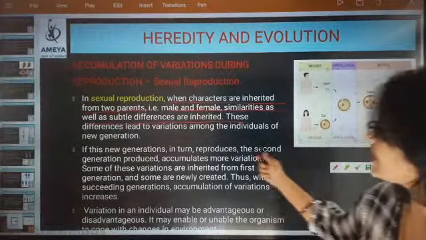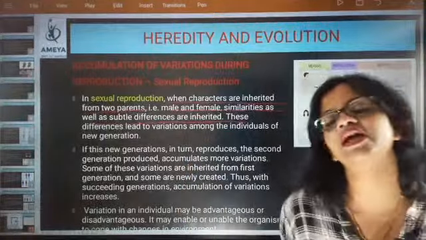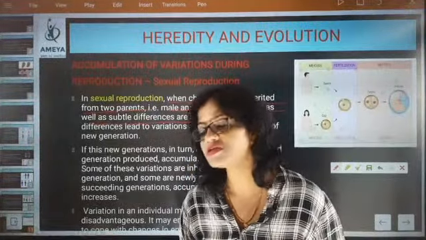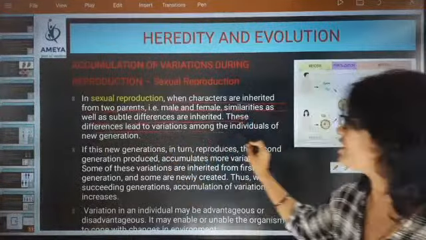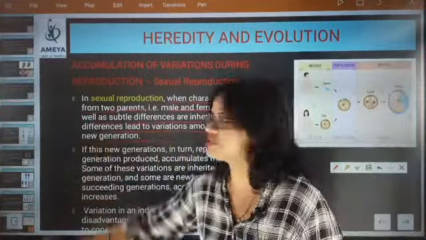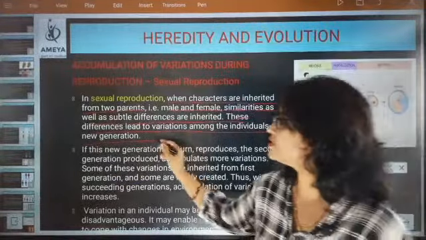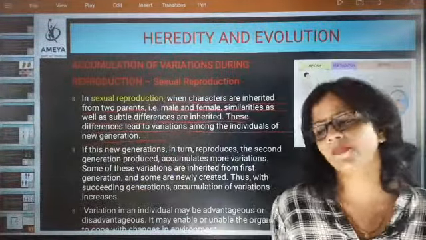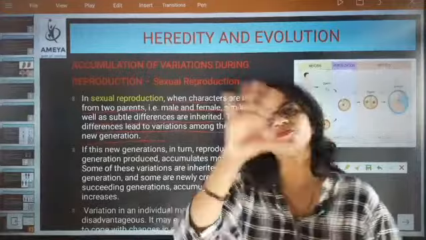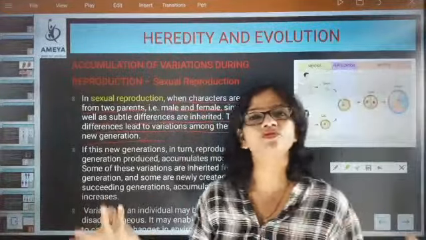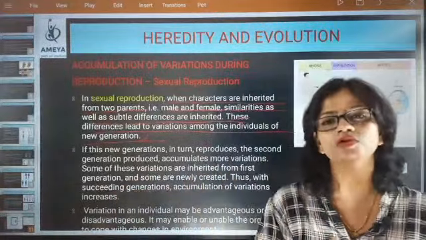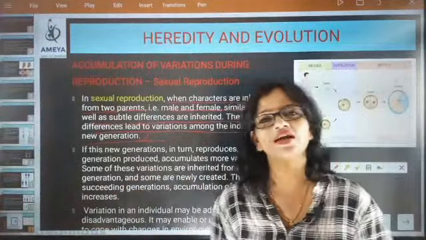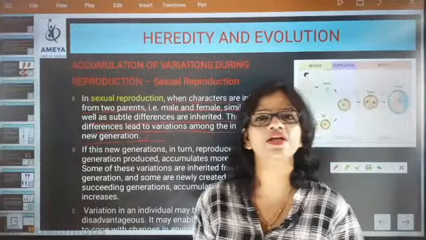Now, next important, that is the first point. So when you are writing the examination, you must write this point first. Next is, these differences lead to variations among the individuals of new generations. Sometimes father and mother both have different characters and the child has a combination of both characters. So definitely the child is a result of variation.